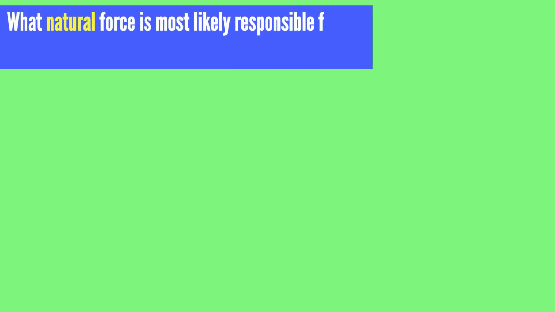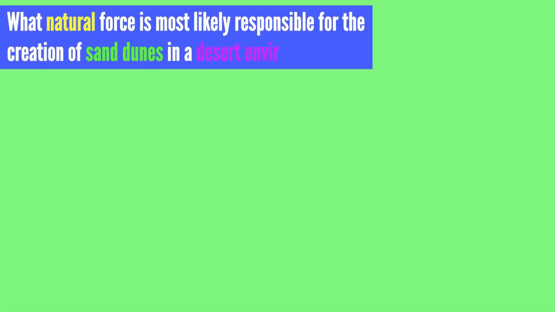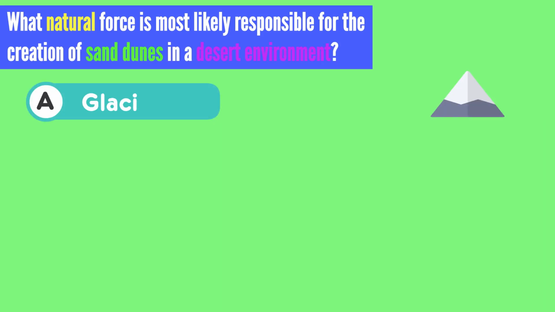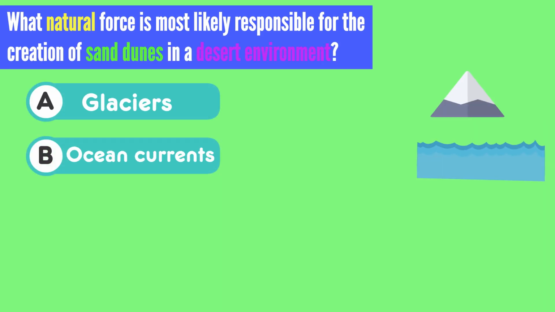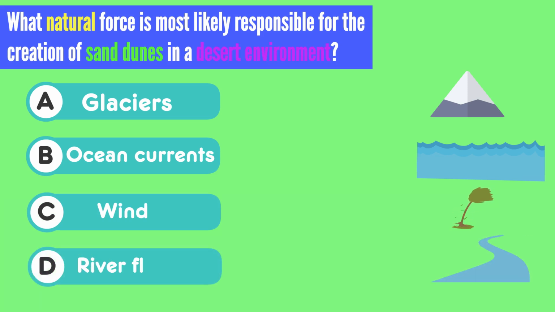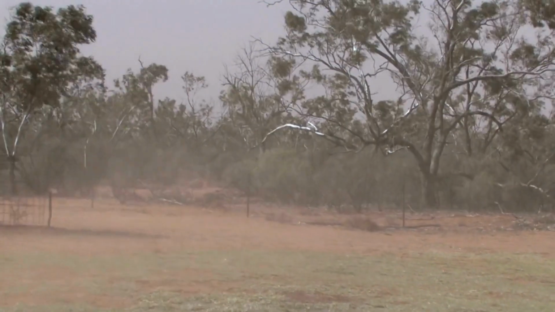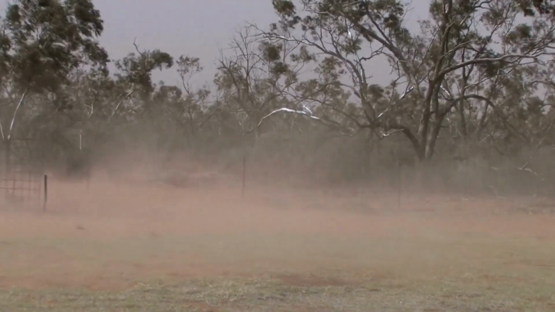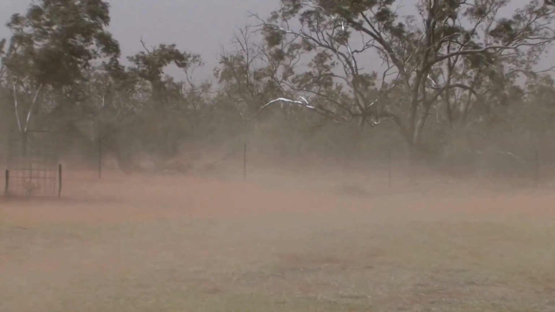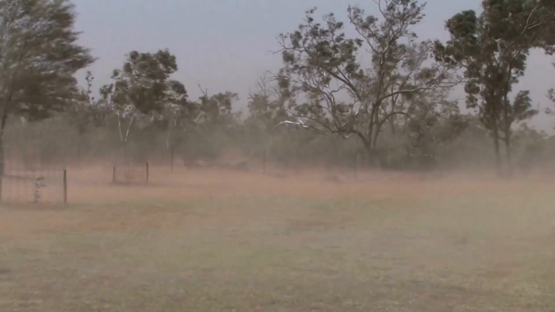Additional challenge. What natural force is most likely responsible for the creation of sand dunes in a desert environment? A. Glaciers. B. Ocean currents. C. Wind. D. River flow. Guiding question. Think about which force has the greatest ability to move small loose particles like sand over long distances in dry open areas. Now it's your turn.